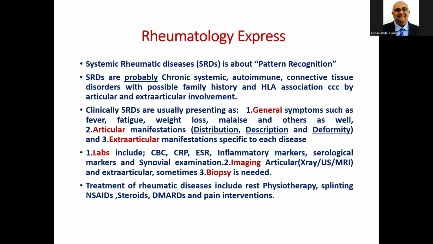Clinically, systemic rheumatic diseases usually present with general symptoms such as fever, fatigue, weight loss, malaise, and others as well. Articular manifestations and extra-articular manifestations. Labs include CBC, CRP, ESR, inflammatory markers, serological markers, and synovial examination. Imaging includes articular such as X-ray, ultrasound, MRI, and extra-articular.